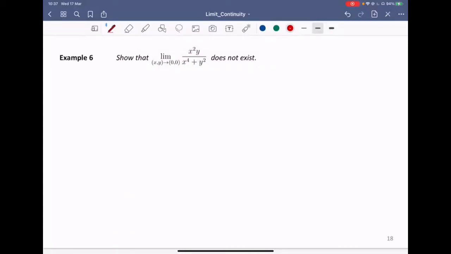So example 6. I want you to show that the limit of this thing does not exist. So let's do one more example. All right. What should we do? Of course, because the question says the limit does not exist, we're going to use the way where we pick two lines. Let's pick the easy one: x equal to 0. It works. Okay, let's pick x equal to 0. Keep in mind that you can pick any line that approaches (0, 0), right? So I'm going to pick x equal to 0.